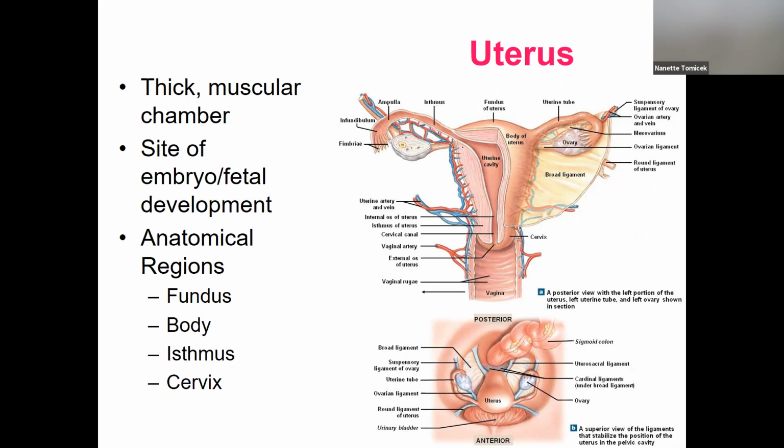It's a very thick muscular chamber. So we can see our uterus here, and it's been sectioned away. We can cut and see here, and look how thick that wall is. And most of that is all muscle, okay? And it's going to be able to really grow and expand. There are a couple anatomical regions I want to draw your attention to.